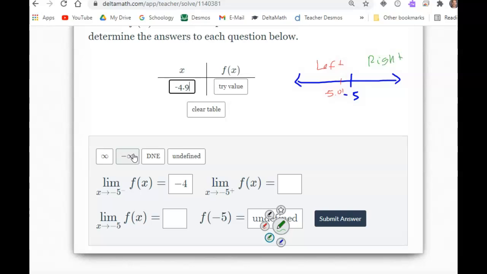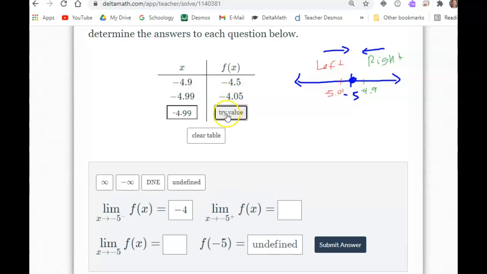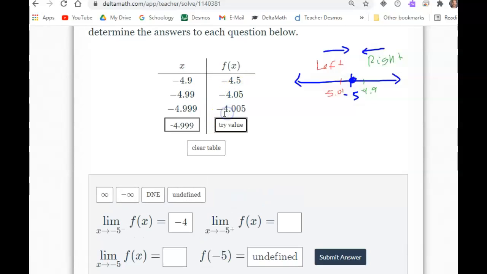Those are numbers that are going to be like negative 4.9, negative 4.999. And our goal is what happens as we get closer to the actual value of negative 5 for both the left and the right. So, what we need to do then is I want to try negative 4.9 because that's to the right of negative 5. And then I want to get closer to negative 5. So I'm just going to put another 9 there. Negative 4.99. Try that.